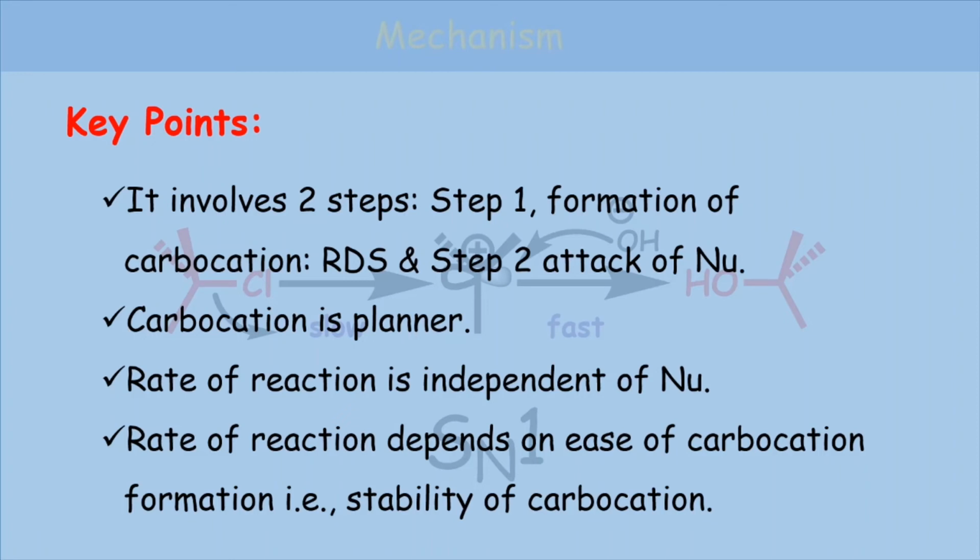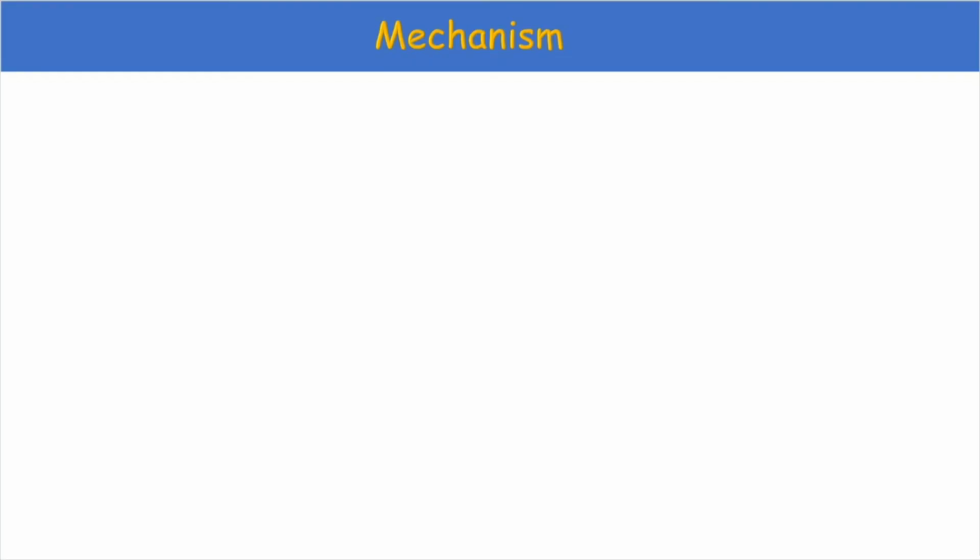And the fourth point is the rate of the reaction depends on the ease of carbocation formation, that is the stability of the carbocation. And it is quite obvious because if the carbocation formation is not easy, then why would it form the carbocation? So that's the thing, and we will see all these points in detail in the following lectures. Now let us look into the mechanism for the second reaction.